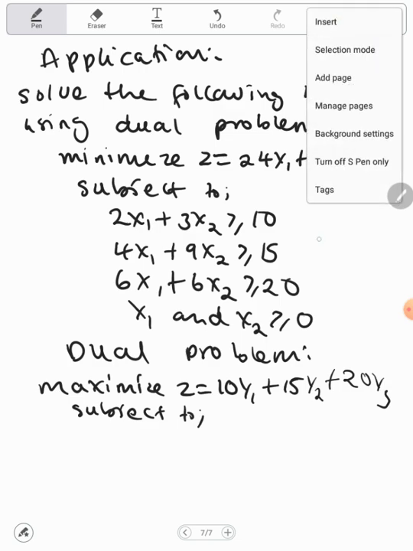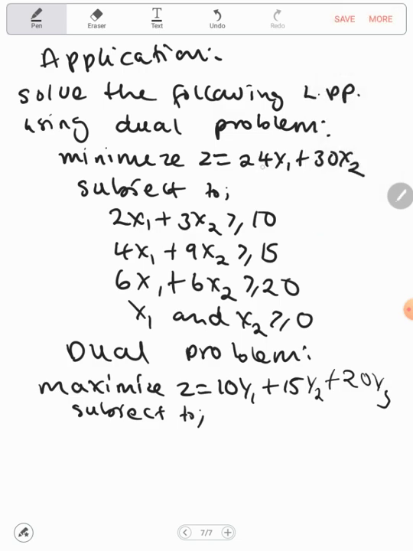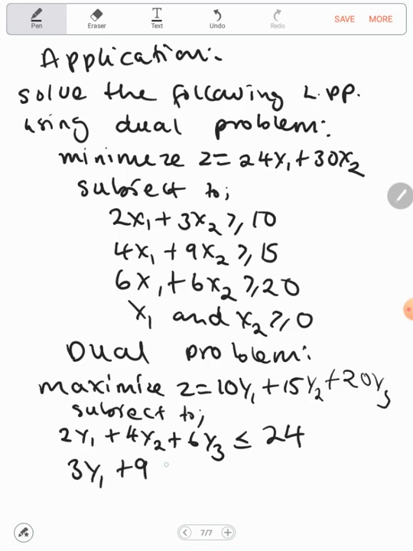How many values in the objective function? We have only 2, so you expect to have only 2 constraints. You have 2 y1 in the first constraint plus 4y2 plus 6y3. This will be less than or equal to 24. And next you have 3y1 plus 9y2 plus 6y3 less or equal to 30. Then you can indicate that your variables should be greater than or equal to 0.